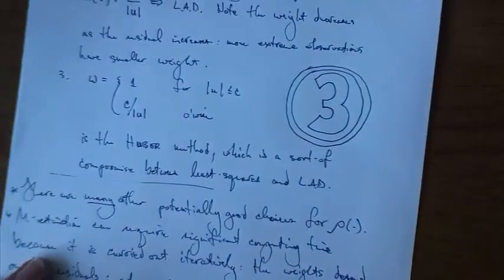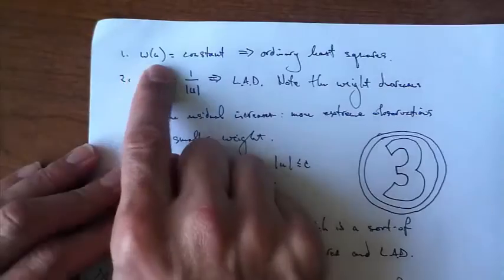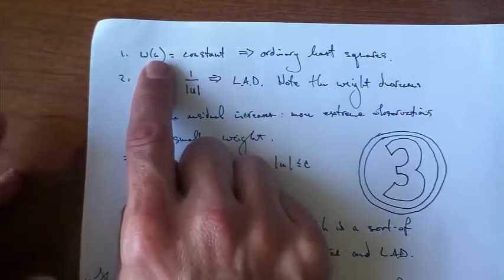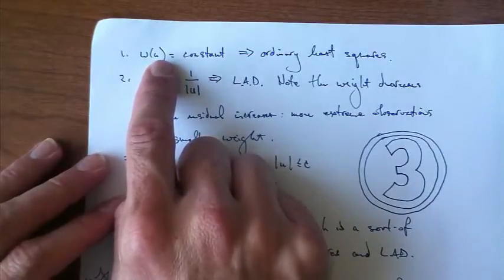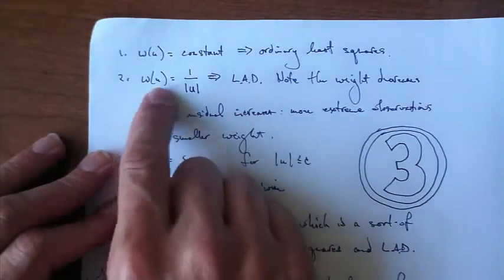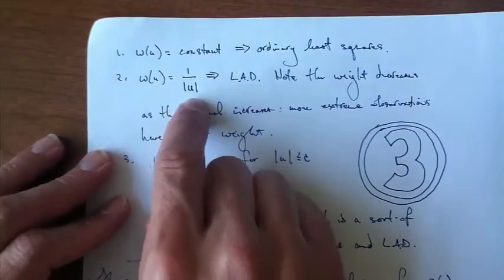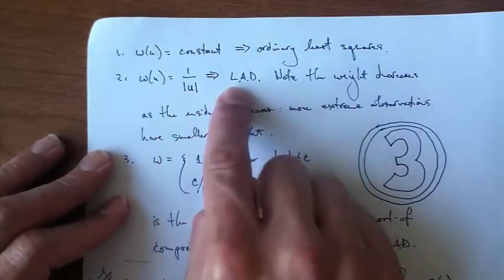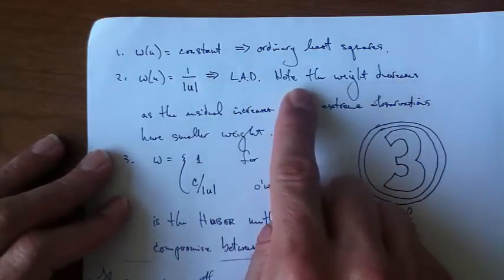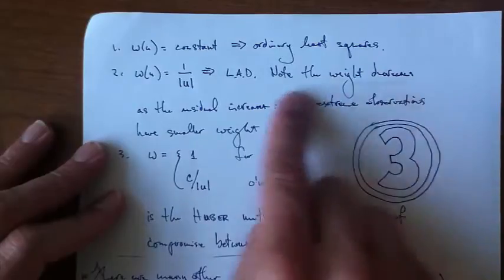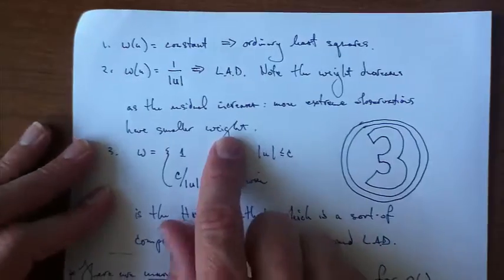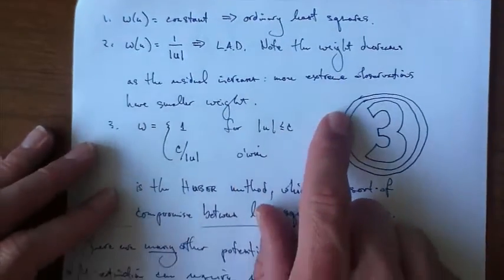A few things here. If I let w of u be a constant in u, remember the u for our purposes are the residuals, then you get ordinary least squares. On the other hand, if I set w of u equal to 1 over the absolute value of the residual, then that results in the LAD, the least absolute deviation, method. Note that the weight decreases as the residual increases, so more extreme observations have smaller weights, which is something that you might really want.